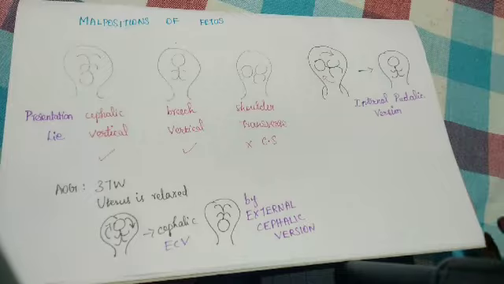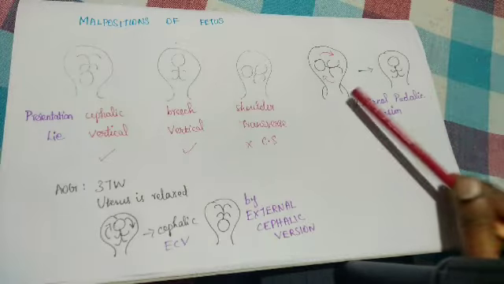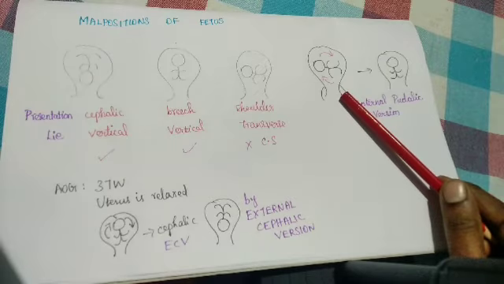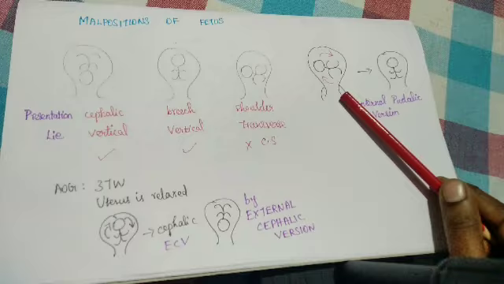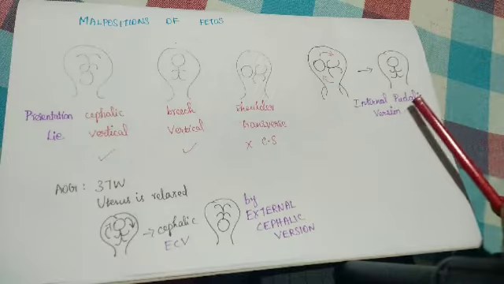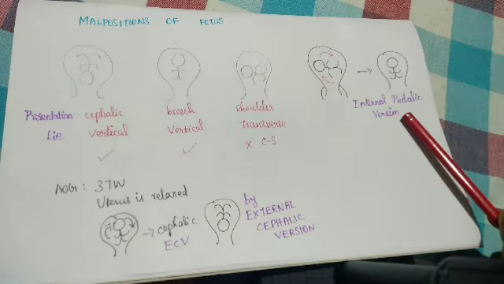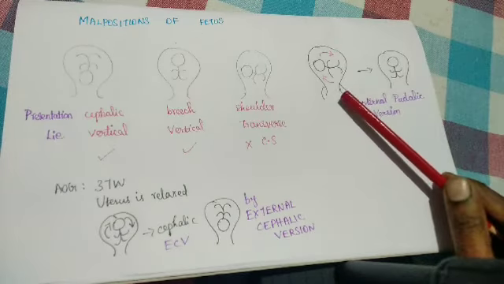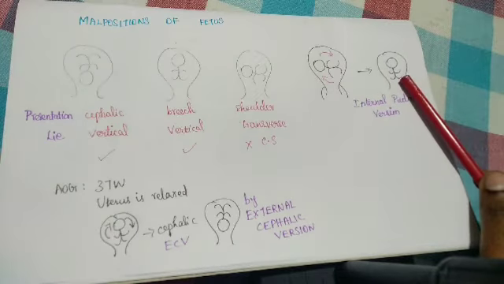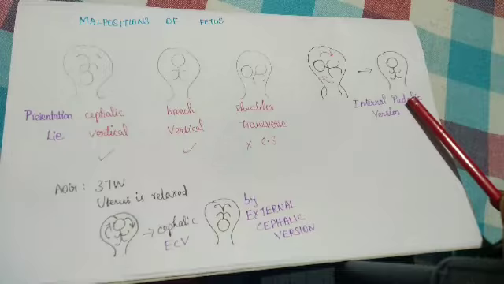Now let's see the transverse lie. Can you wait for the cervix to open 9 to 10 centimeters, put your hands inside the uterus and hold the legs of the baby, and with the other hand on the top of the abdomen, turn the baby into a vertical lie? And this is known as internal podalic version. So putting your hands inside and the other hand on the top of the abdomen, you are turning the baby into a vertical lie. This is known as internal podalic version.